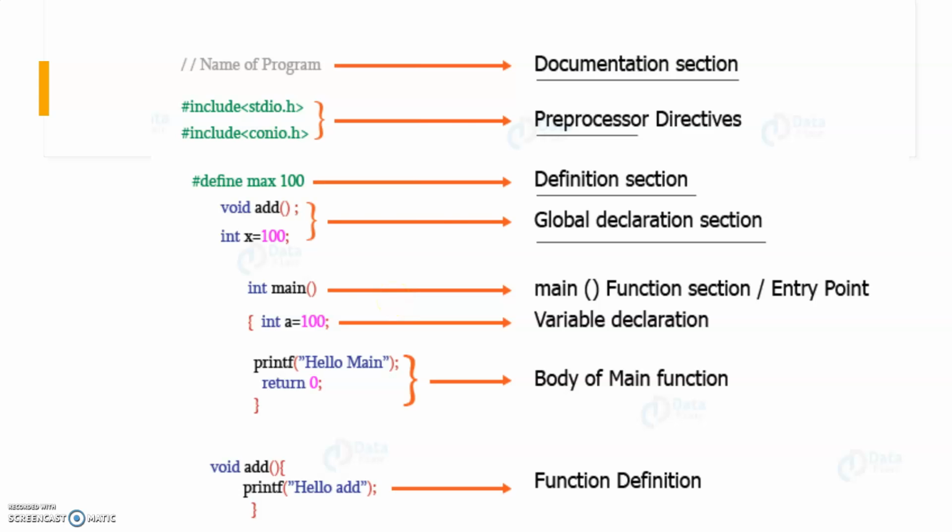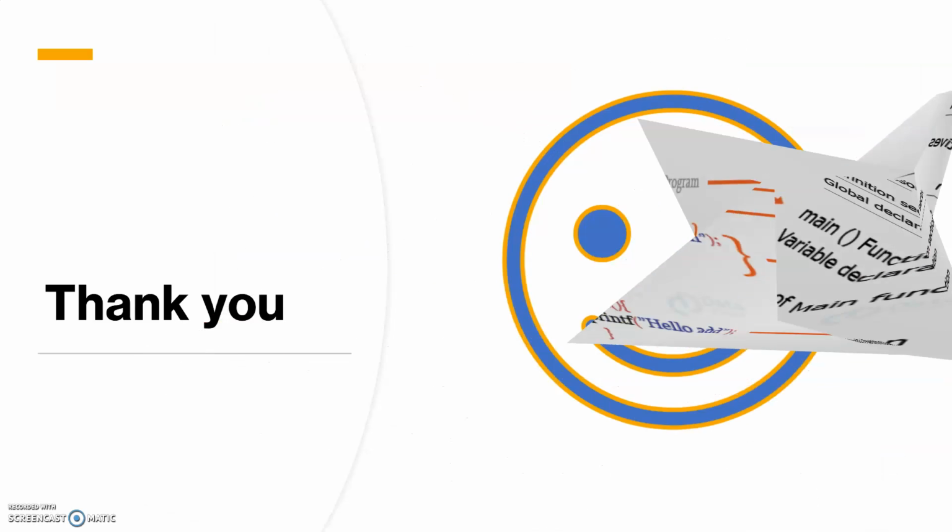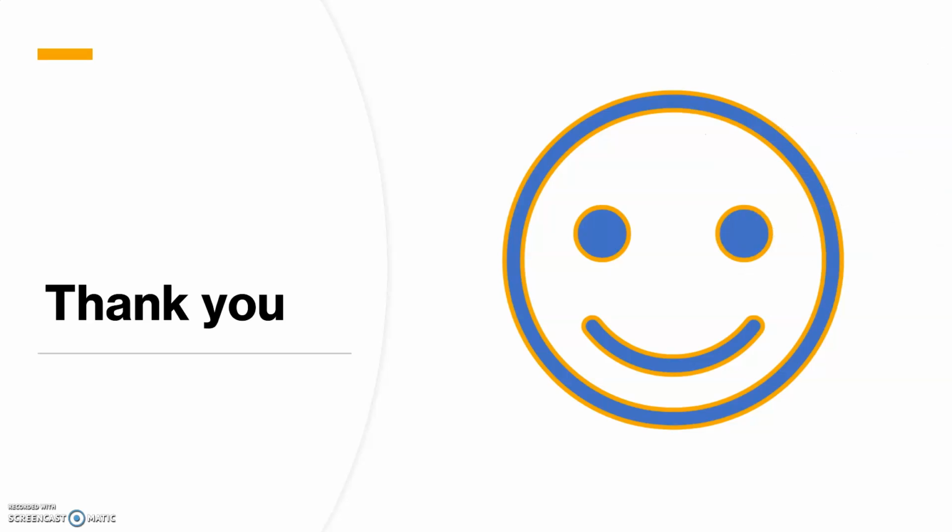With this, we come to the end of today's lecture, which is about the structure of a C program. I hope you all are clear with this structure. Now we can start writing some C programs, and once you have written a program, you can start executing it. Before executing your program, make sure your system has a C compiler installed, or else you can use an online compiler to check your program execution, right?